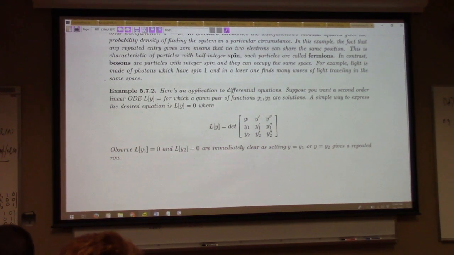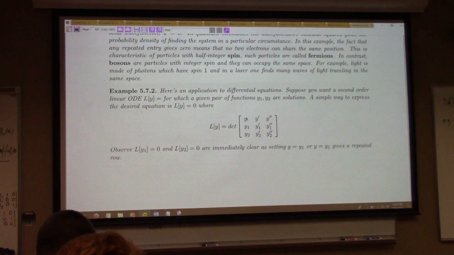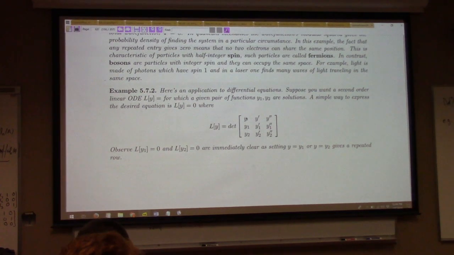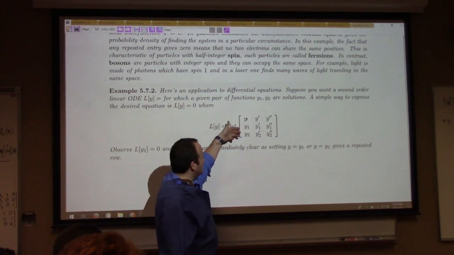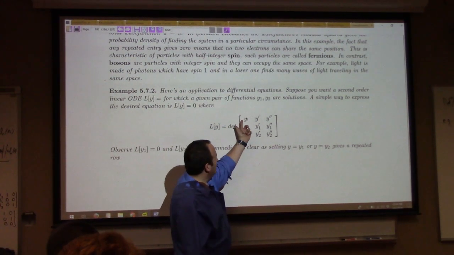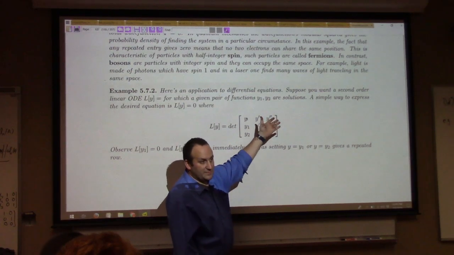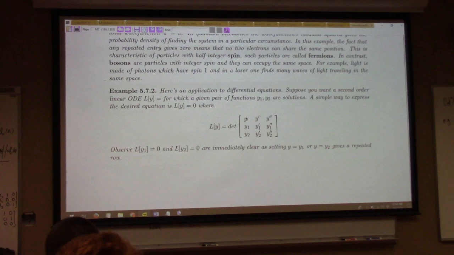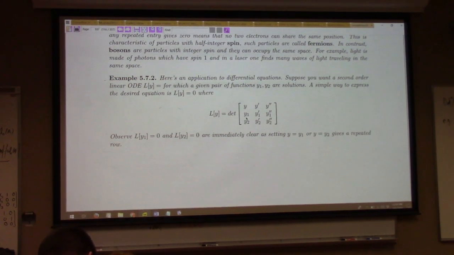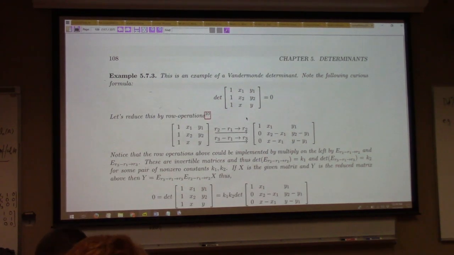Any functions you like. Say you want to find a differential equation which has solutions e to the x and sine x. Just put e to the x here, put sine x here, take the derivative, take the second derivative, and multiply it out. It'll give you this horrible differential equation which has e to the x and sine x as solutions. It's quite awful. It's not a constant coefficient differential equation, though.